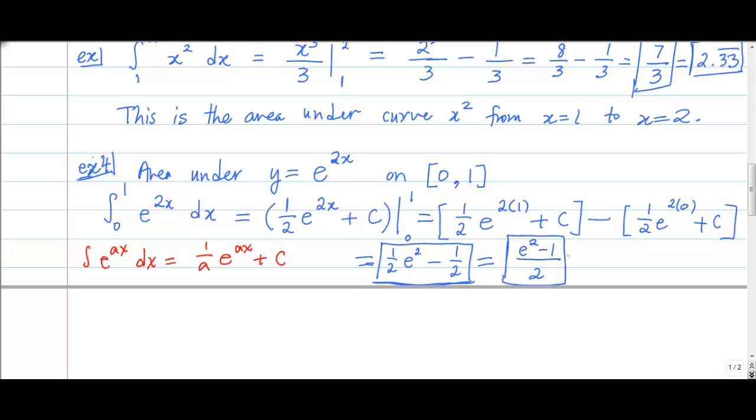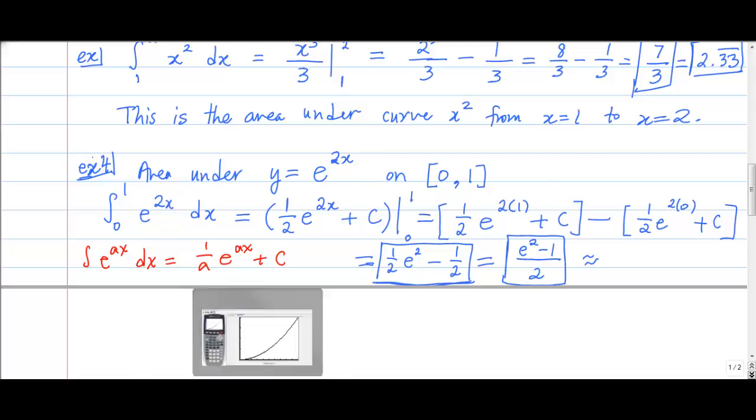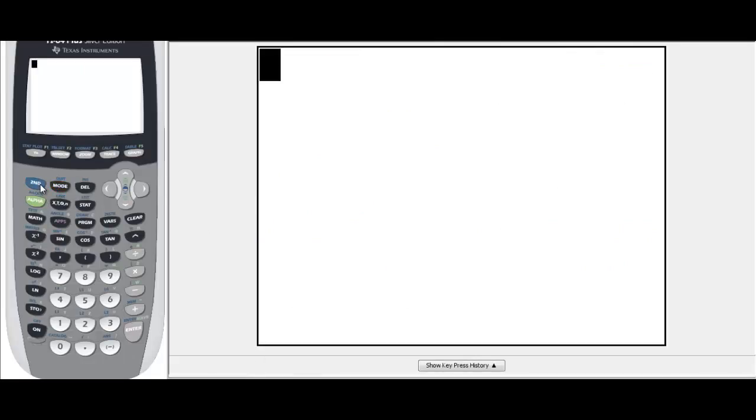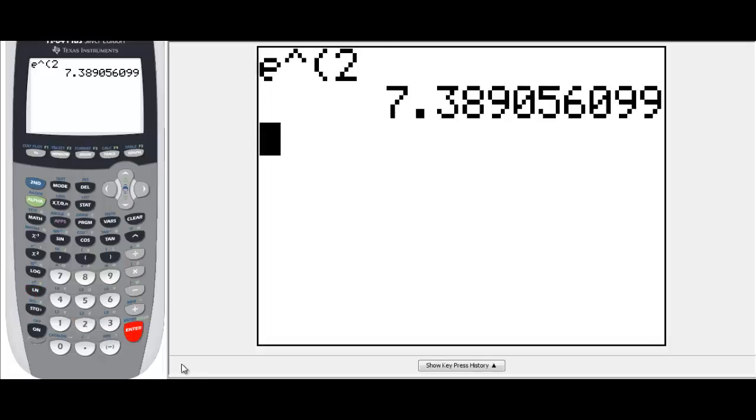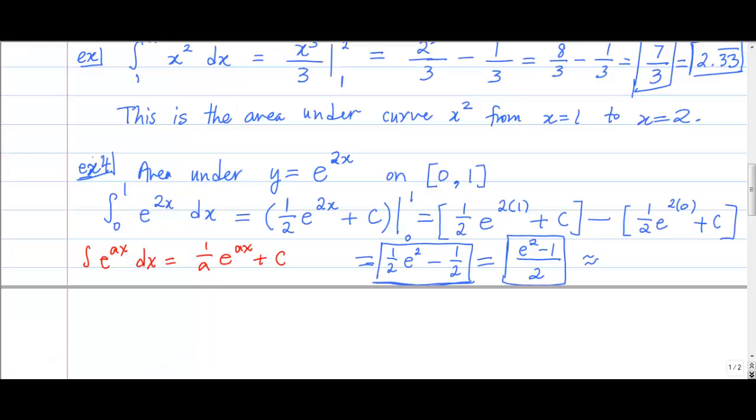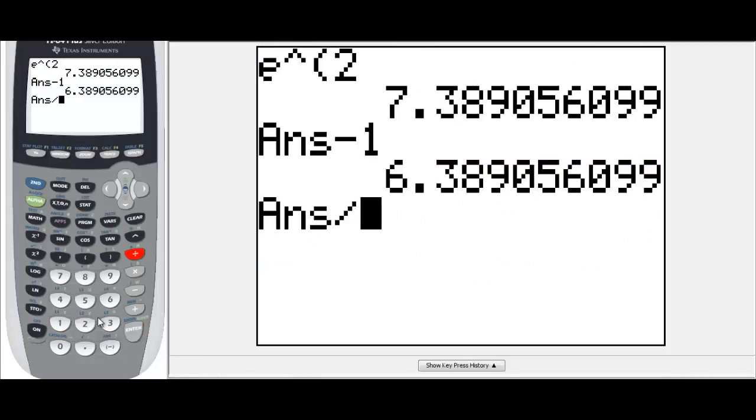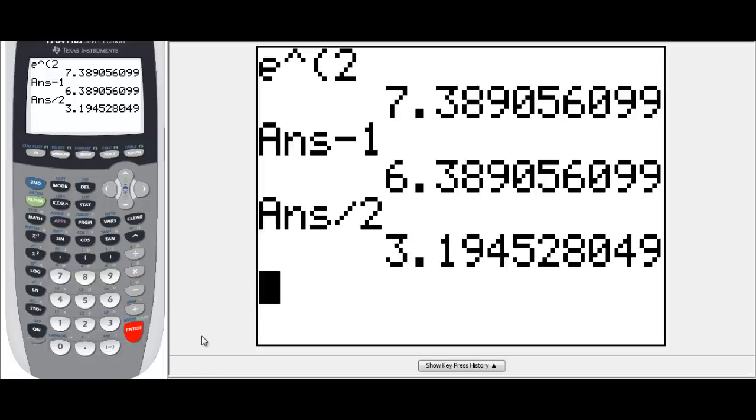If you want to know the decimal approximation, we can plug this into the calculator and get e squared minus 1 over 2. That's 3.19 roughly.